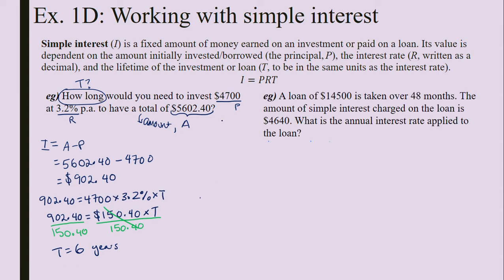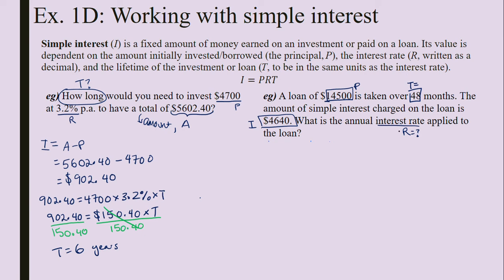So this time we have a loan of $14,500. So this amount here is going to be our principal. That's the amount that we are borrowing. And it's taken out over 48 months. You need to be careful with this, and I'll talk about that in a second. The amount of simple interest charged on the loan is $4,640. So now we have I. What is the annual interest rate applied to the loan? So we're looking for the annual interest rate. R is our question mark.